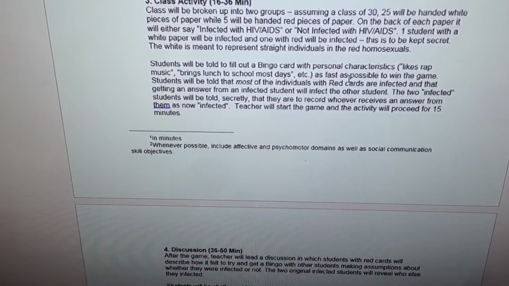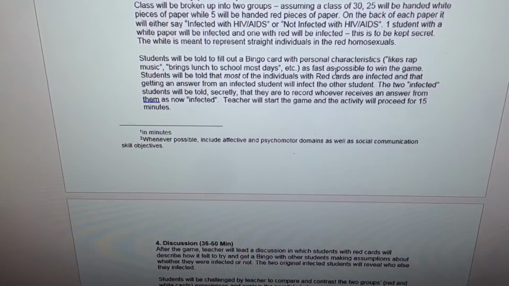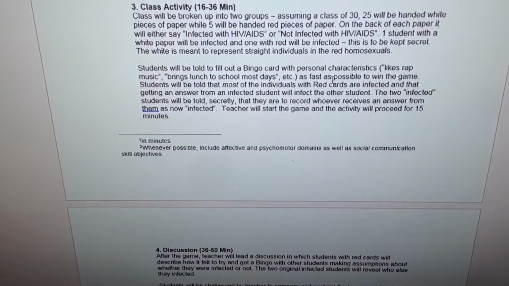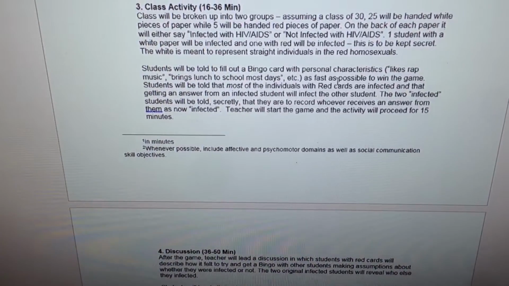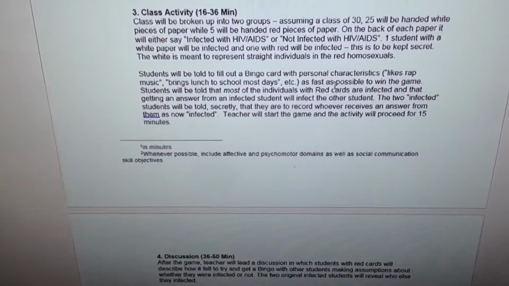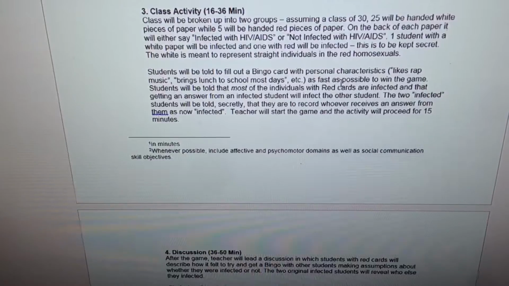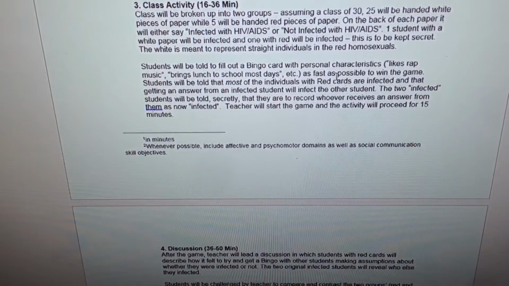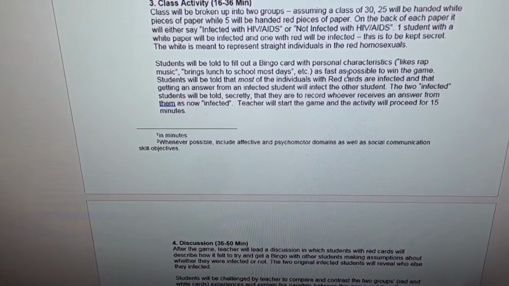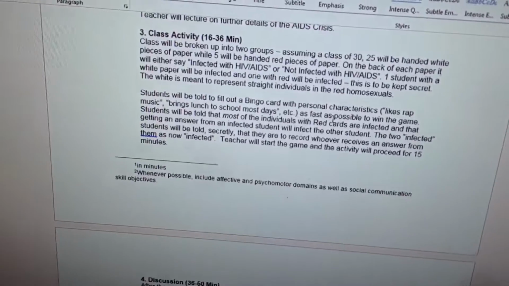So, continuing that, I would have the students do an activity for 15 minutes in which they go out and try and fill out this bingo card by interacting with each other. Two individuals will be infected, one with a red card and one with a white piece of paper. No other students are to know who those individuals are, and those two individuals will be in charge of recording which students interact with them, and recording those students, therefore, as infected.